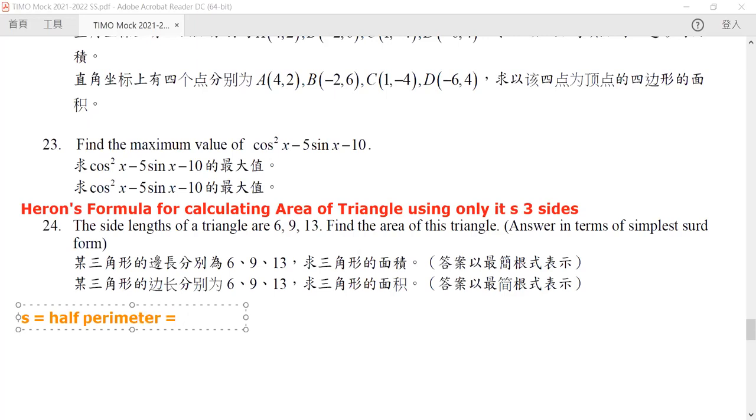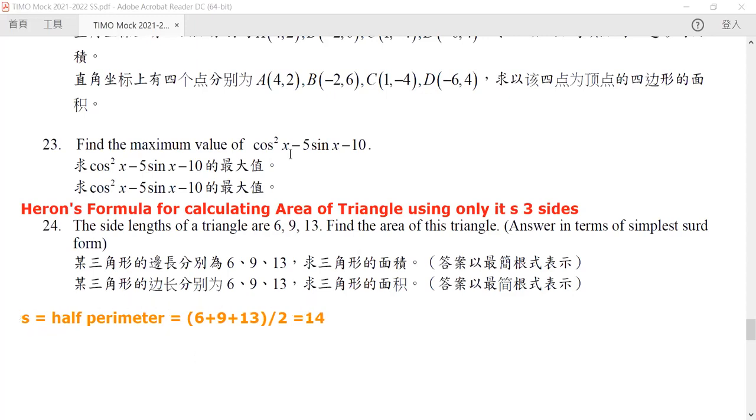Before this, we need to introduce a new parameter, which is called the half perimeter. The half perimeter is half of the perimeter of the triangle. The perimeter is the sum of the 3 sides, right? So we take half of it. In this case, 6 plus 9 is 15, plus 13 is equal to 28. So half of it is 14.